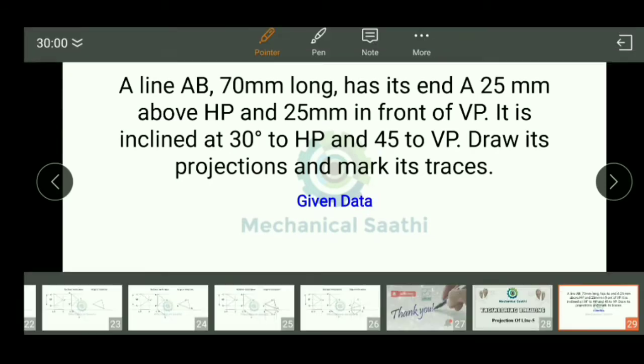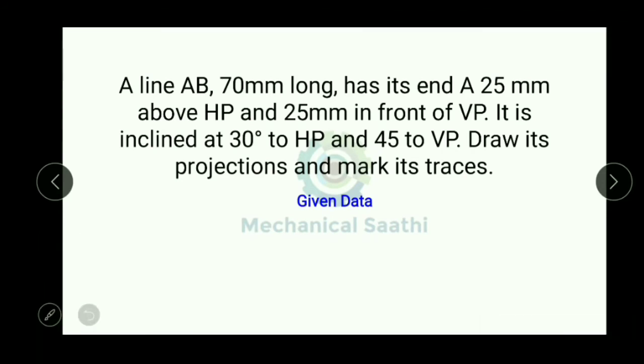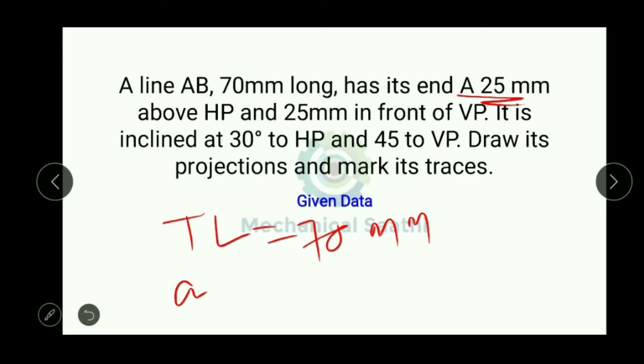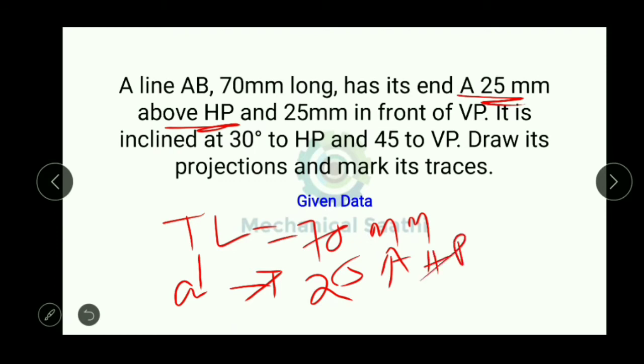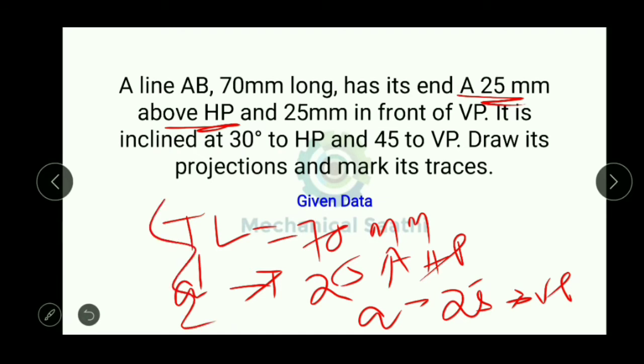So if I write the given data here, the true length is given as 70 mm, and A dash, above HP, is 25 mm above HP, and A is 25 mm in front of VP. By using all this data, let us try to draw the projection of the line.